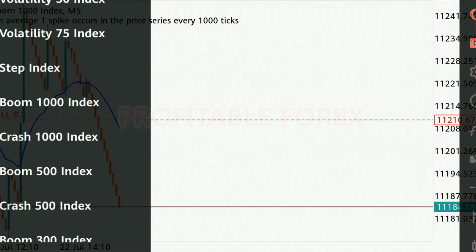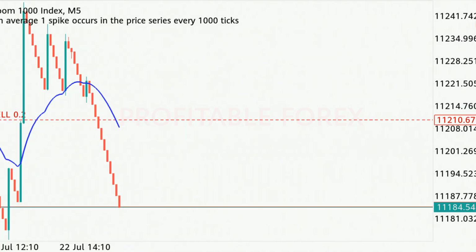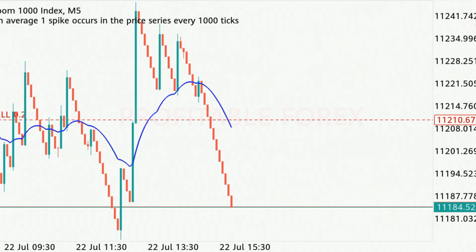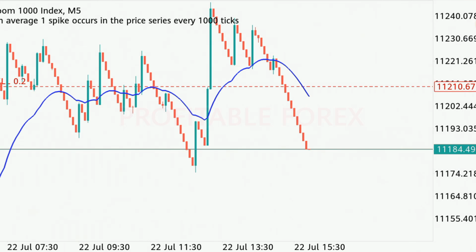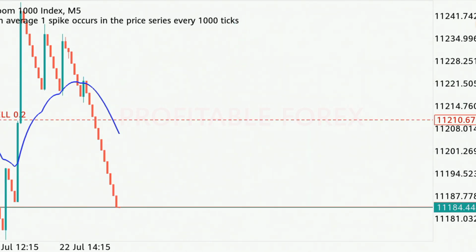Oh my god, can you see this, guys? How many candlesticks do we have? Can you see that? So this strategy is a blast, guys.